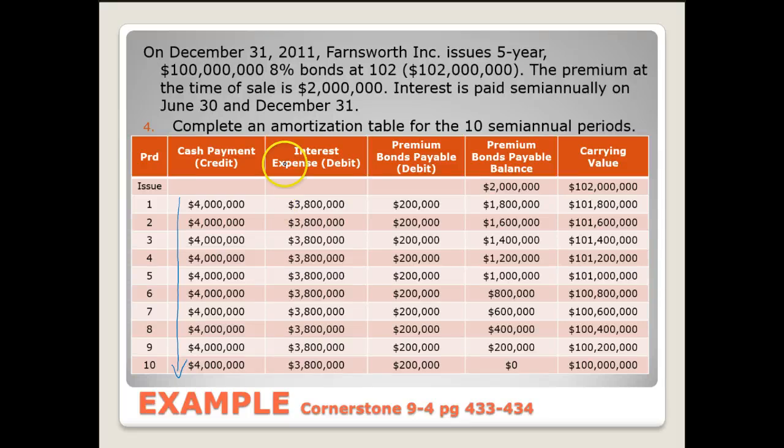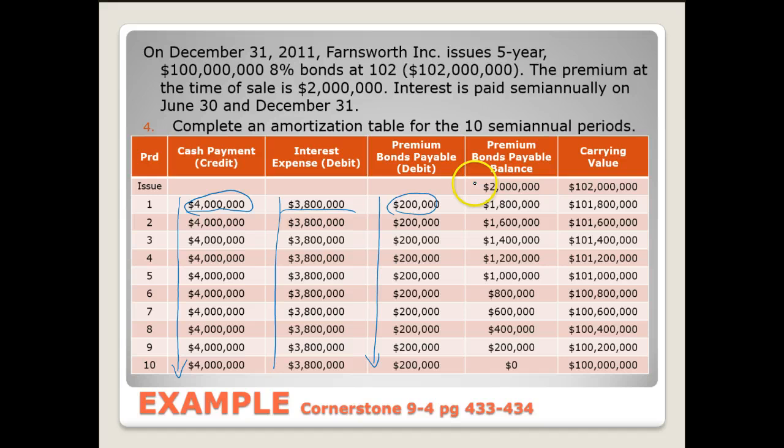And the interest expense is going to be the same. That's because the premium amortization is the same, because we are using the straight line method. So the premium amortization is always $200,000. The interest payment is always $4 million. So $4 million minus $200,000 will always be $3.8 million.